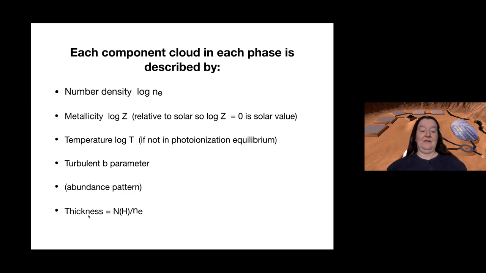And then finally, thickness, which can be calculated from the total hydrogen column density divided by the number density. And I say thickness here rather than size because I think it's very important that many of these are nothing close to spherical structures.